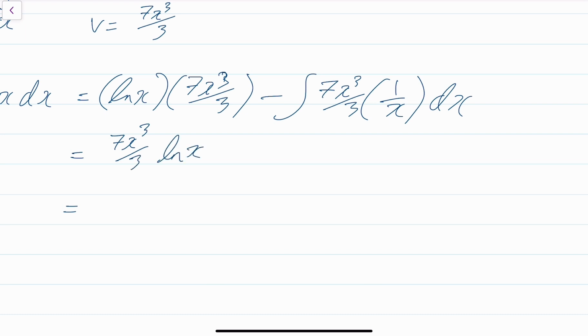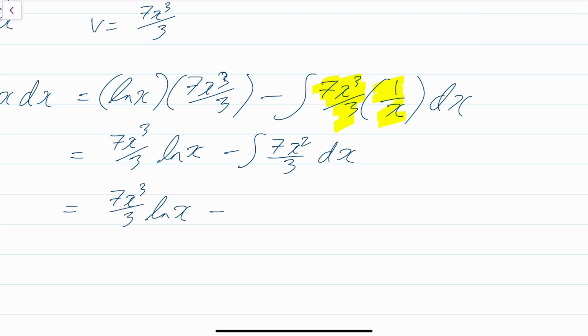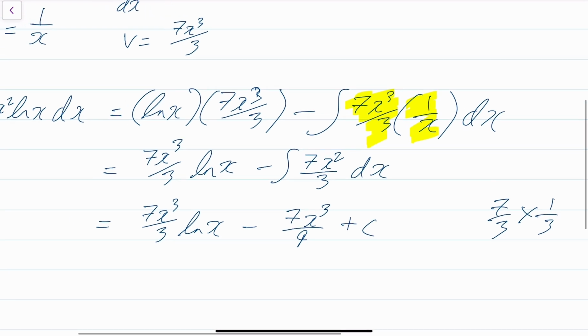And then over here, if you do 7x cubed over 3 times 1 over x, that would just give you the integral of 7x squared over 3 dx, which you can integrate. So that's now 7x cubed over 3 times ln x. That's already been integrated. Raise the power by 1, you're going to get x cubed. Divide by the new power. So dividing, we had 7 over 3, and dividing by 3 is the same as multiplying by a third. So that's really going to be 7 over 9 x cubed, and then remember your constant of integration c.